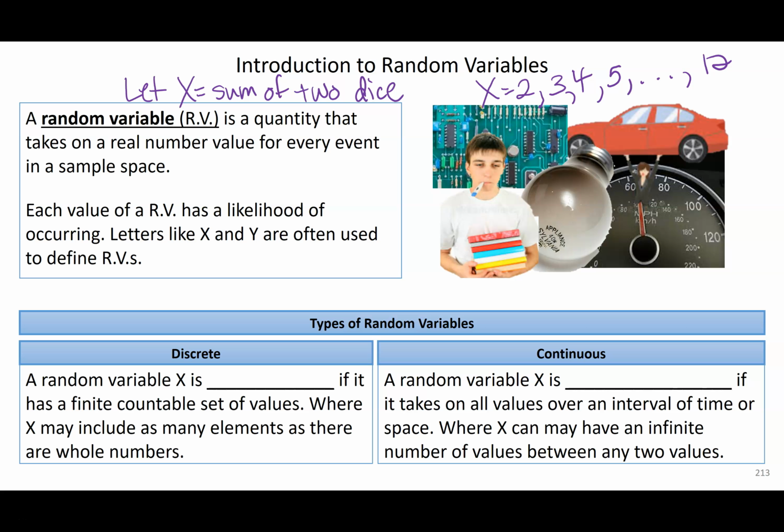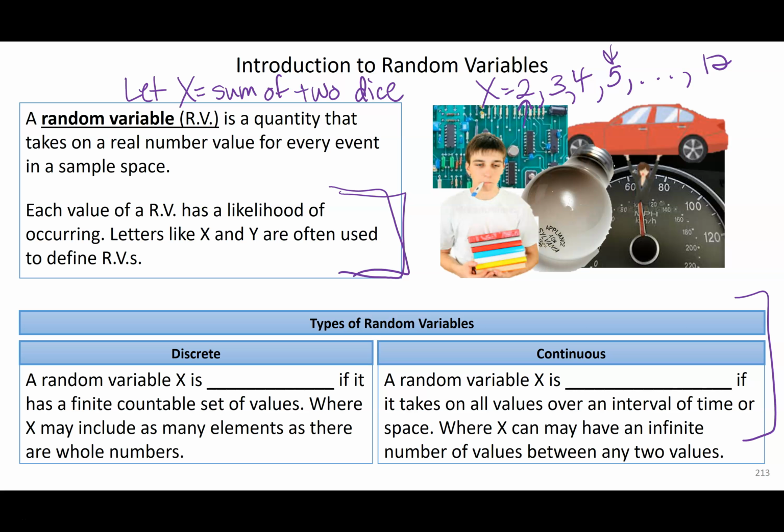So every single value has a likelihood, so there's a probability that I roll two dice and I get a sum of 2. There's a probability I roll two dice and I get a sum of 5, and so on. And we call these random variables because from roll to roll, if you're using dice, it can change up every single set of rolls. So there are going to be two types that we focus on.